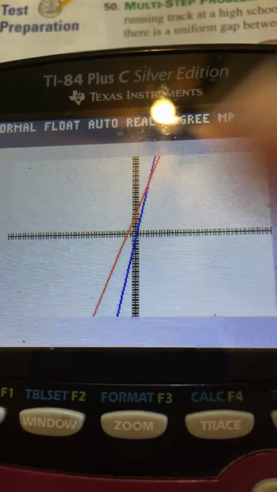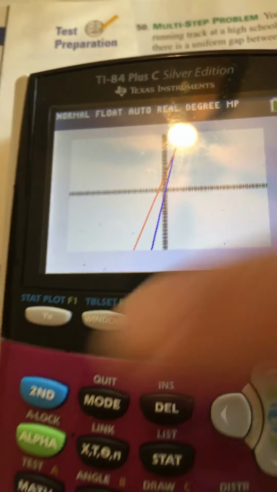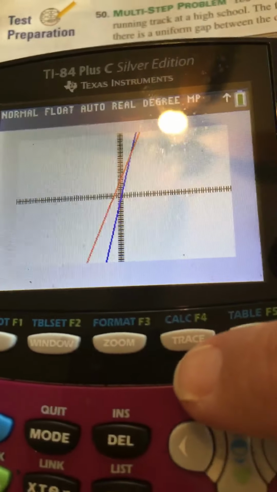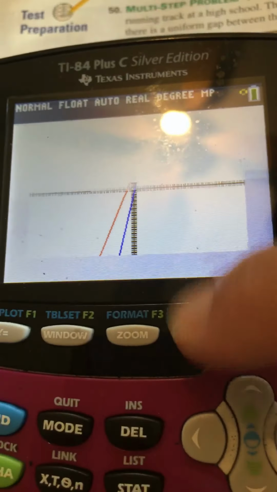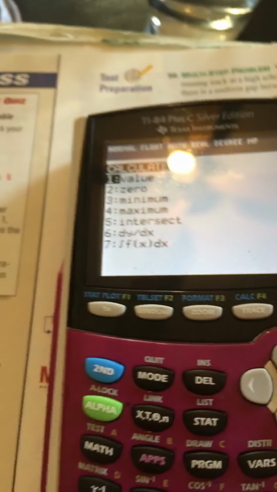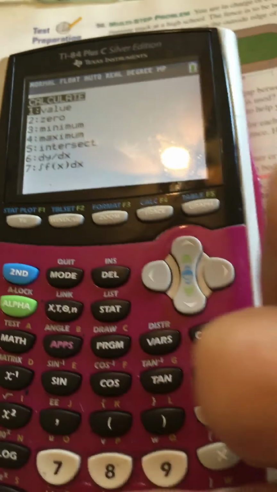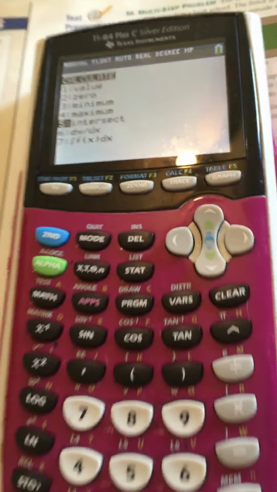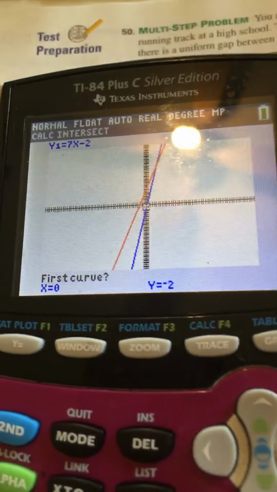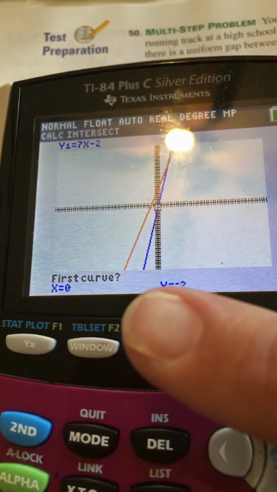The answer is where these two lines cross. So what I do is I say second trace, and the second of trace is calculate. And I go down to number 5, intersect. I can either push 5, the button, or I can arrow down to 5, either one, and hit enter. And it's going to ask me 3 questions, and to all 3, I hit enter.